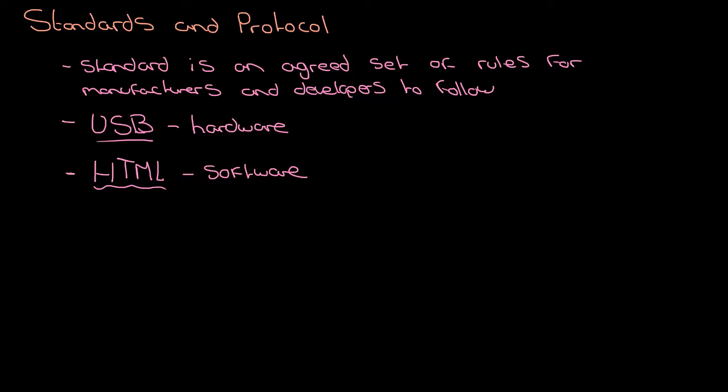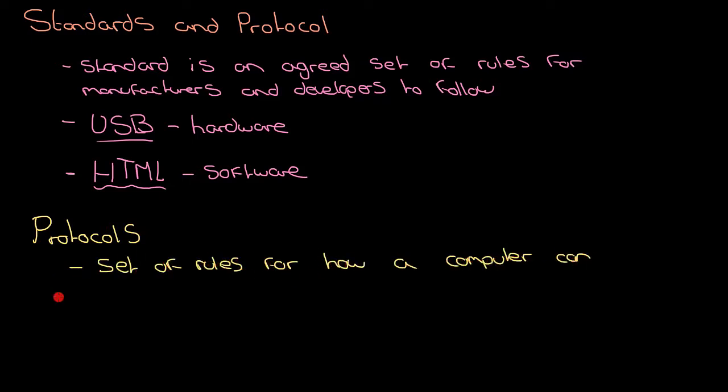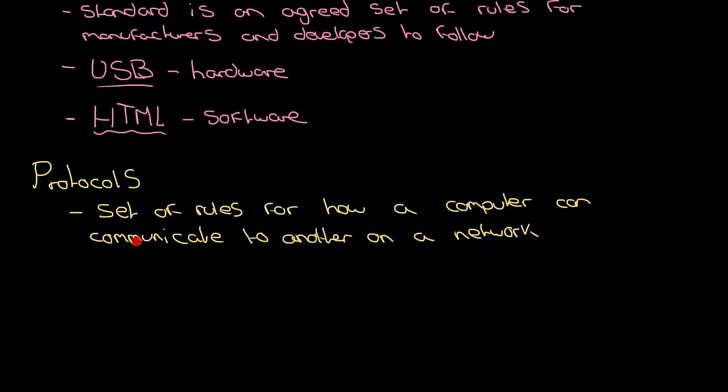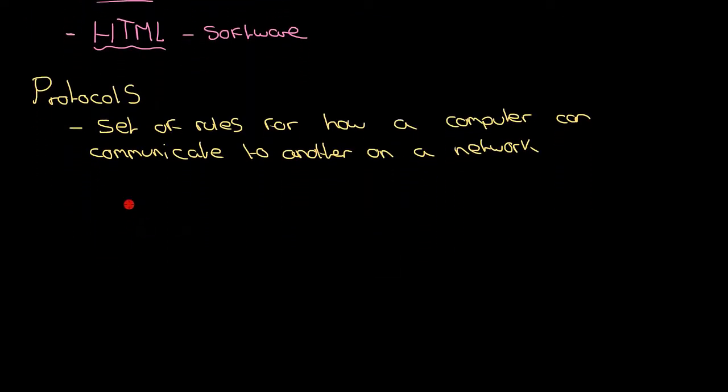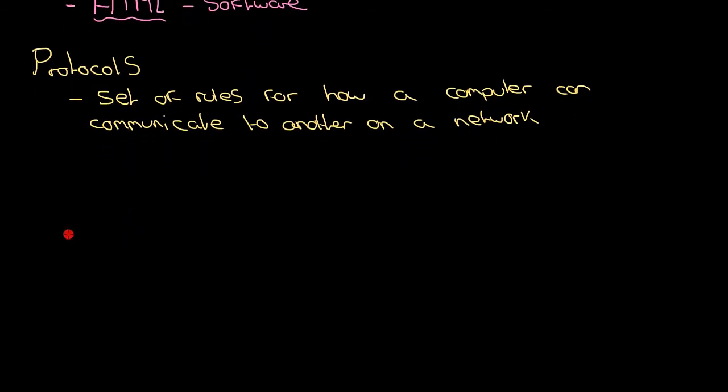So where do protocols come in? Well, protocols are standards, but they are particularly standards which are all about communicating between different computers. These are a set of rules for how a computer can communicate to another computer on a network. So they are standards, but they're specialized standards, all to do with communication. And we're going to go through a few different ones here and how they are useful.